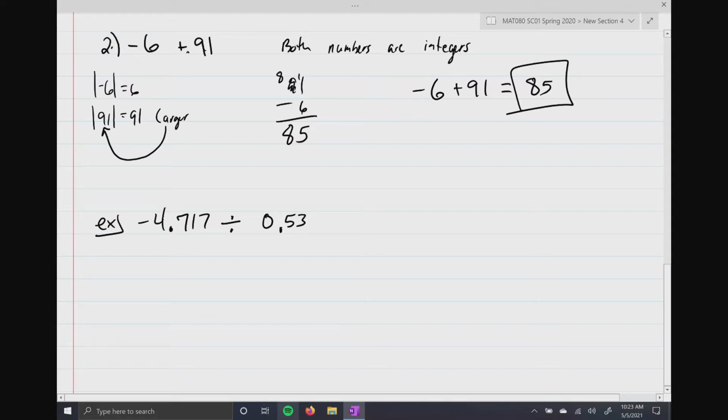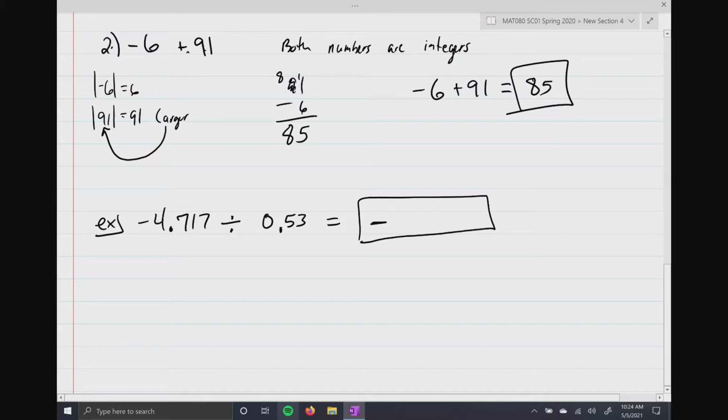So we have -4.717 divided by positive 0.53. So let's do the easy part first. We know these are integers. They have signs. We're dividing. So the easy part is, what is a negative divided by a positive? Very good. So I know my answer is negative.